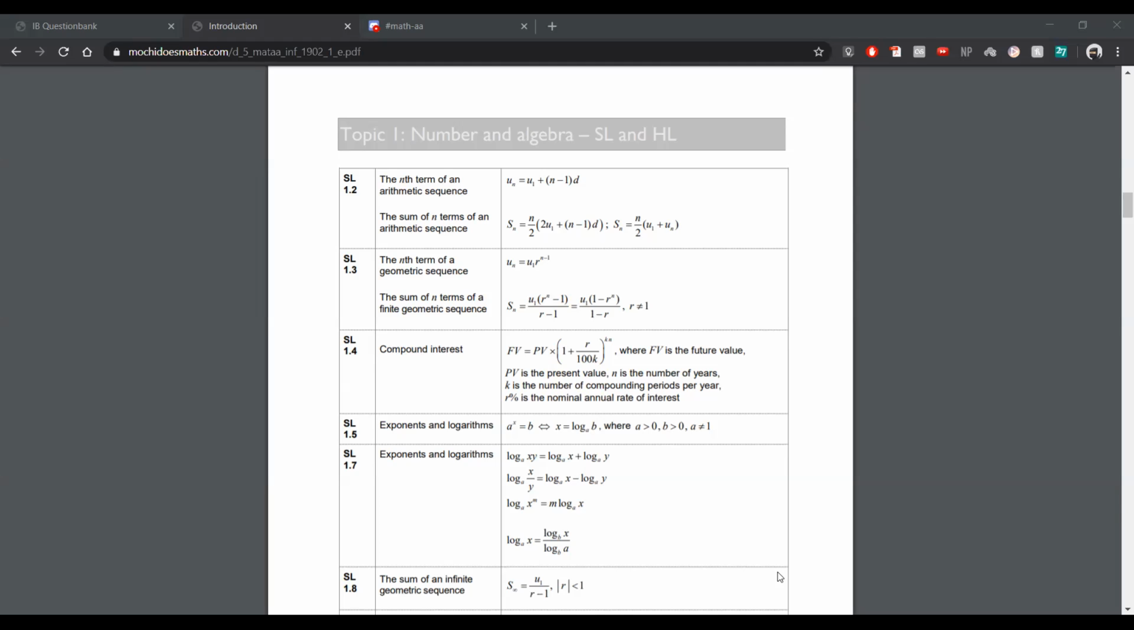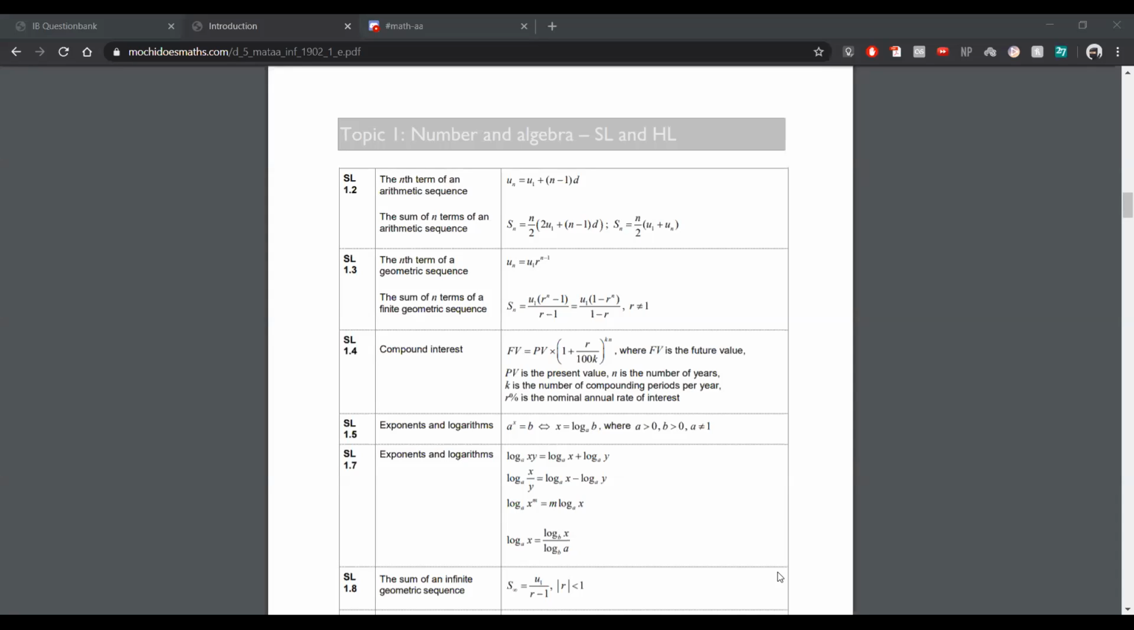I can rewrite this as n over 2 times 2 times 5, because u1 is given over here, plus n minus 1 times d, which is 2. I can expand this out. So I have 2 times 5 over here, which is equal to 10. So 10 times n over 2 is going to give me 5n. Then I'll multiply the n over 2 times the other term, and I'm going to get plus n times n minus 1. And that's it, because the 2 over here and the 2 over here cancel out.